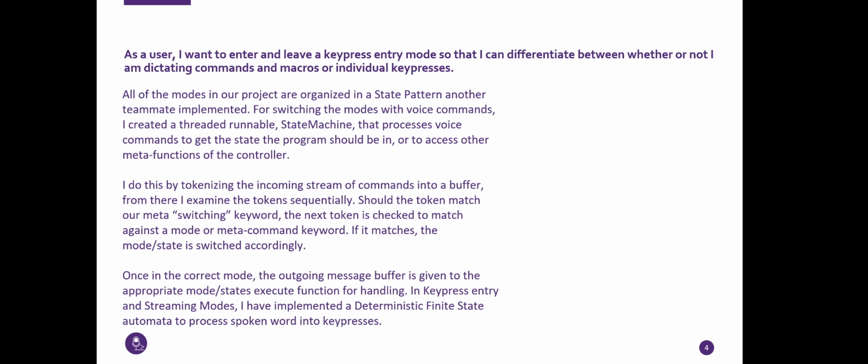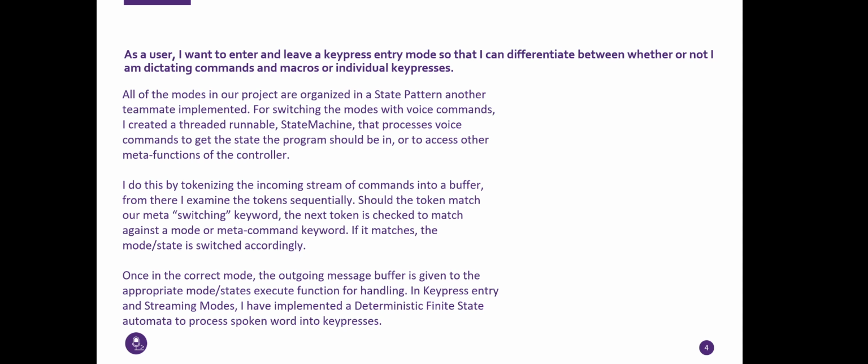I do this by tokenizing the incoming stream of commands into a buffer. From there, I examine the tokens sequentially. Should the token match our meta switching keyword, the next token is checked to match against a mode or meta command keyword. If it matches, the mode state is switched accordingly. Once in the appropriate mode, the outgoing message buffer is given to the appropriate mode state's execute function for handling.